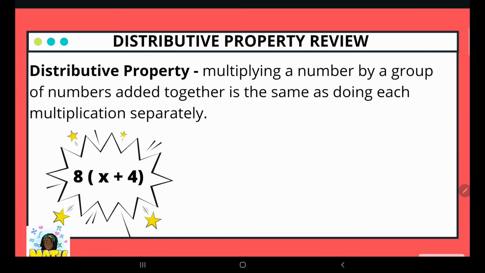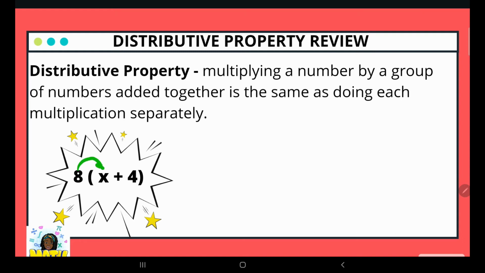Now let's refresh our memory on the distributive property. It states that multiplying a number by a group of numbers added together is the same as doing each multiplication separately. Order of operations would have told us to combine what's in the parentheses first and then multiply. But the distributive property says to take what's on the outside and distribute it, carry it over to what's on the inside.